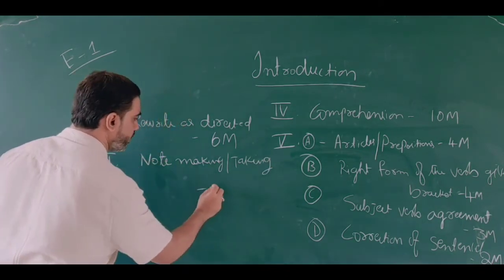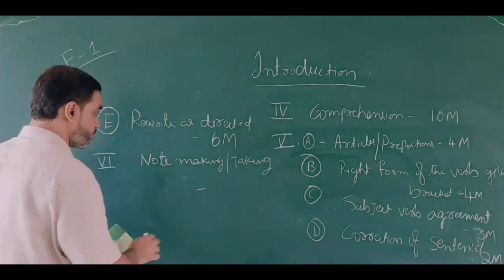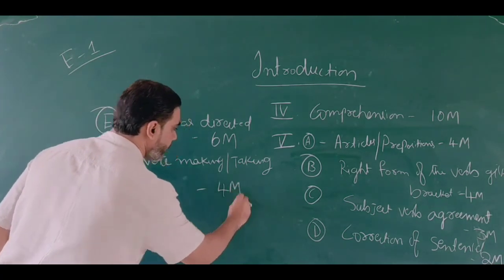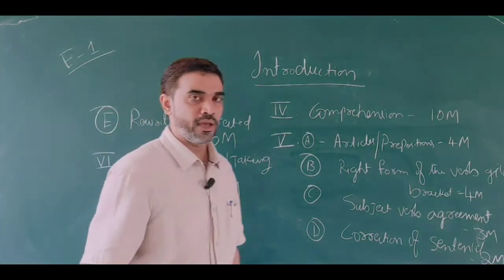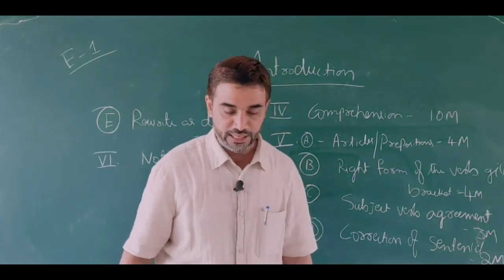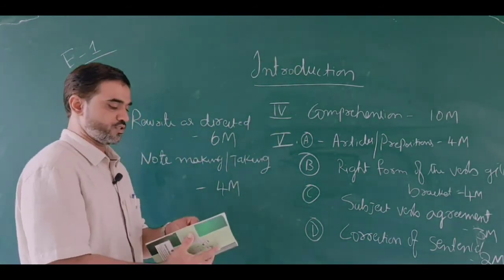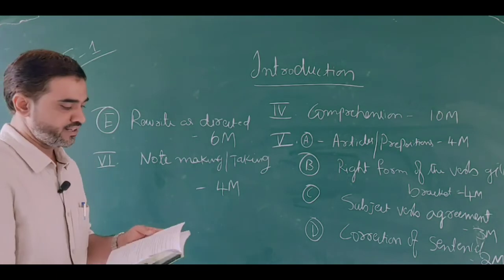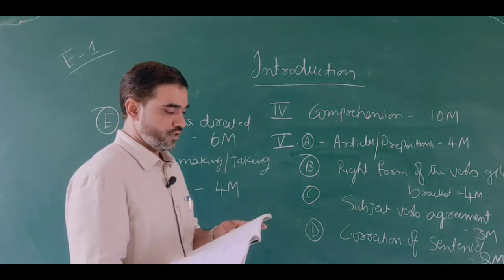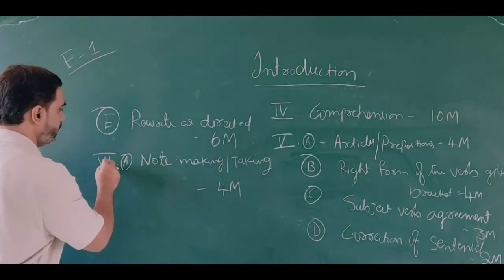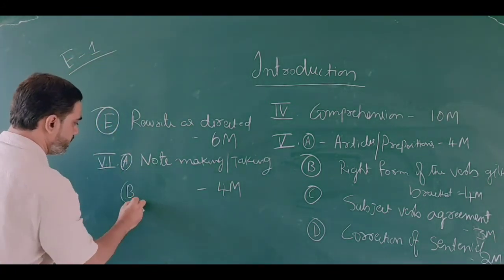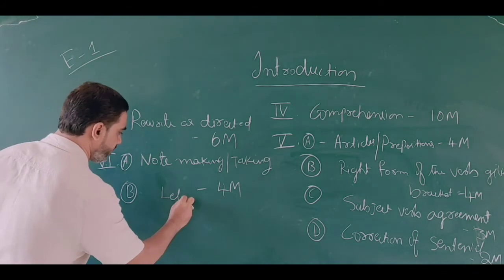This question is asked to you for note making or note taking, and I think it is for 4 marks. So what you are going to do here is either make a note, or take a note of whatever is asked. A TV schedule, a train journey, all those things. Then that is A under question number 6, and B is nothing but your letter writing.